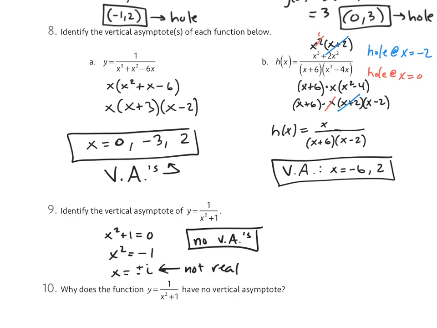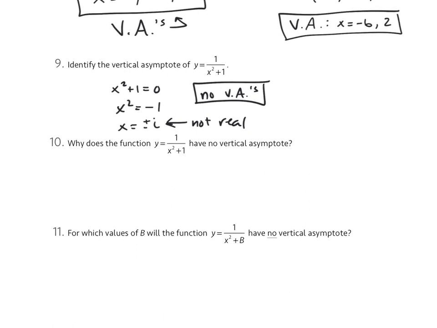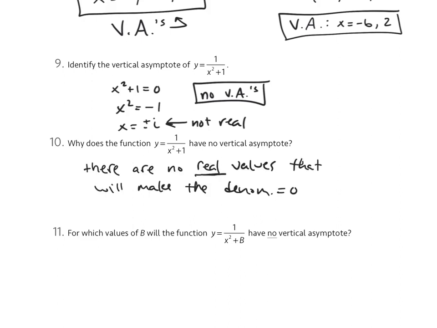Number 10, why does the function have no vertical asymptote? Because there is no real number that will make the denominator equal 0. No real number. Number 11, for which values of b will the function y equals 1 over x squared plus b have no vertical asymptote?